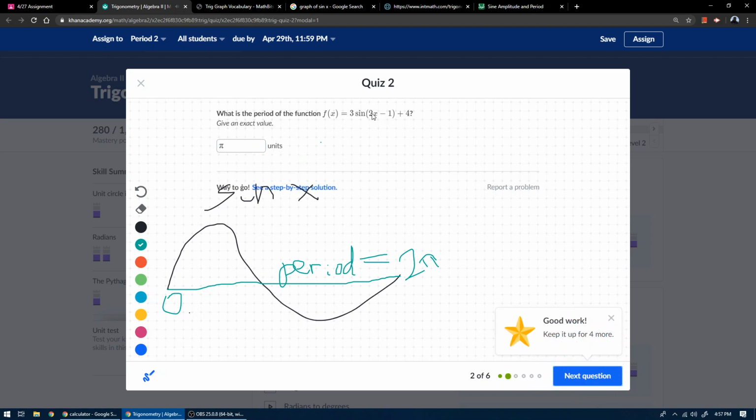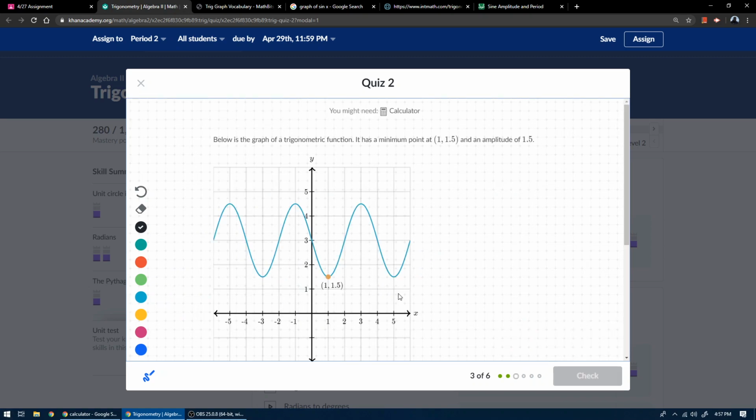Because it's double. You see this 2x? It's double. It has double the frequency. It'll be twice as fast, so the period will be cut in half.